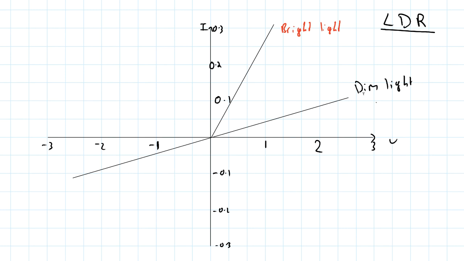So in dim light, the resistance remains high, which means that obviously your graph is going to be quite shallow. When graphs get steeper, that's because the resistance has decreased, so the current is increasing. So in bright light, your resistance goes down and your current goes up, and that's why you get a steeper graph. They are straight line graphs though, because they do obey Ohm's law, as long as you keep the same amount of light on them. Alright, now last one.